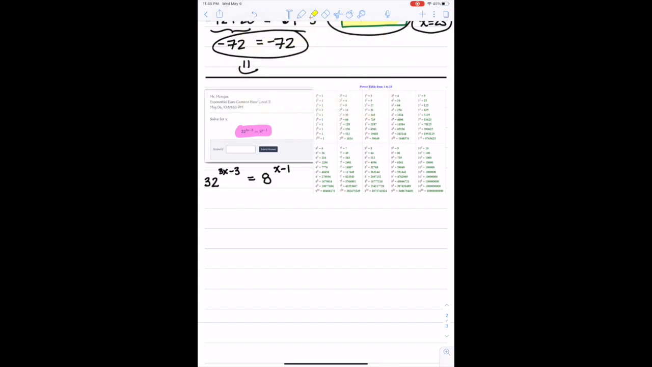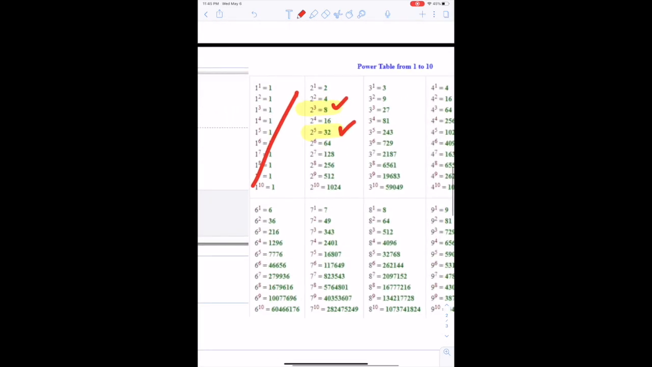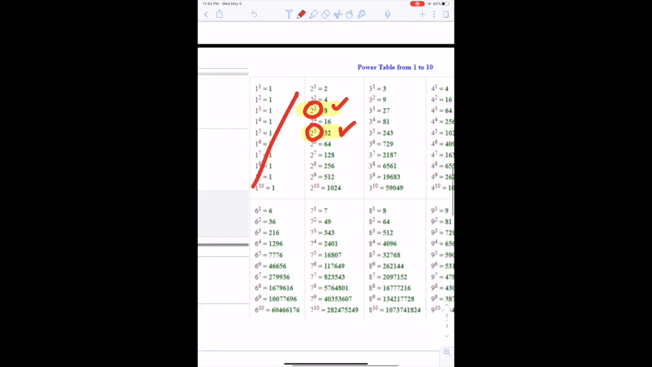So let's see. In this column, I don't see a 32. I do see a 32. So if I look right here, I see a 32. Oh, look, and right there I see an 8. So bingo. The moment that you see both of them in the same column, that's all you need, because you just need a common base. So the common base here is going to be 2. 2 to the third, 2 to the fifth.